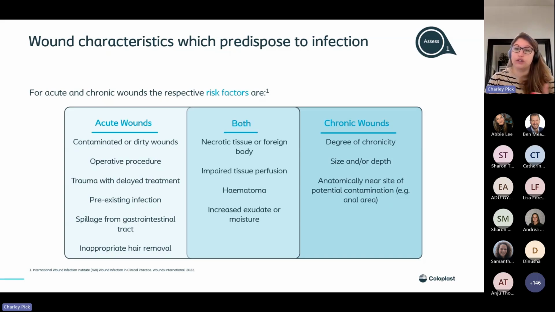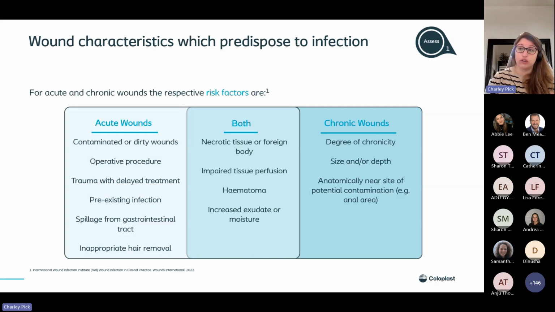Chronic wounds, think about your size and depth and whereabouts they're sited. So think about your patients with pressure ulcers, perhaps, that are near their sacral area or across the buttocks. Patients may be incontinent of urine or feces. It's difficult to keep those areas clean. And then things that are risk factors for both are your necrotic tissue or foreign bodies.